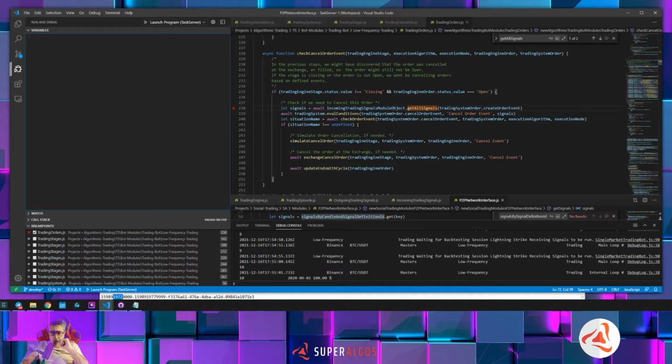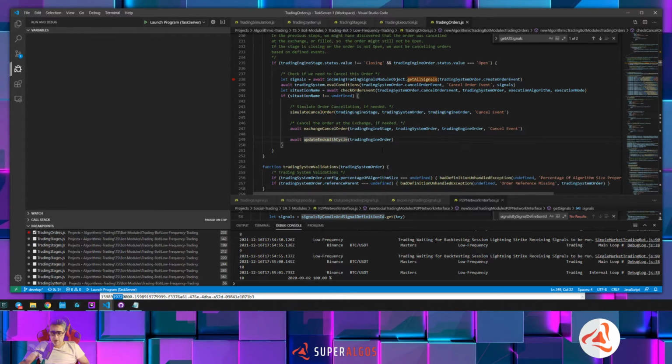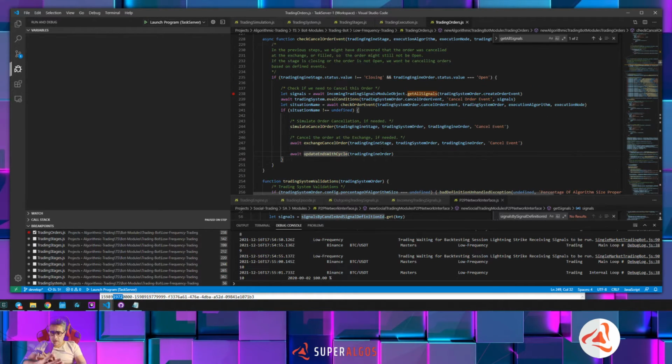wait a minute. I don't see that we are broadcasting the signal here. That simulation situation, simulate cancel order, exchange cancel order. When are we supposed to be sending the signal? Probably we are not sending that signal, which would be kind of strange because at the open stage there is an order that is open and cancel all the time.